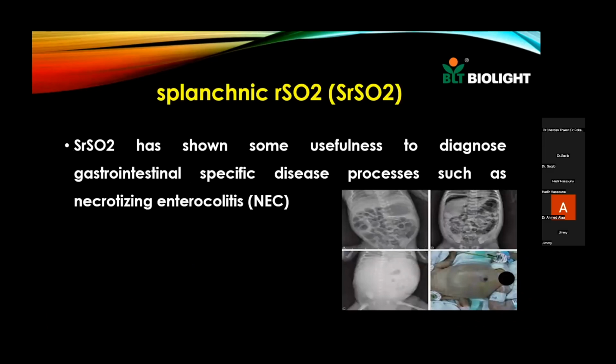Splanchnic regional saturation has shown some usefulness in diagnosing gastrointestinal-specific diseases like necrotizing enterocolitis in neonates. It's very common especially in preterm infants, and it can detect the occurrence of necrotizing enterocolitis just before it happens, and this can help us manage early to avoid complications.